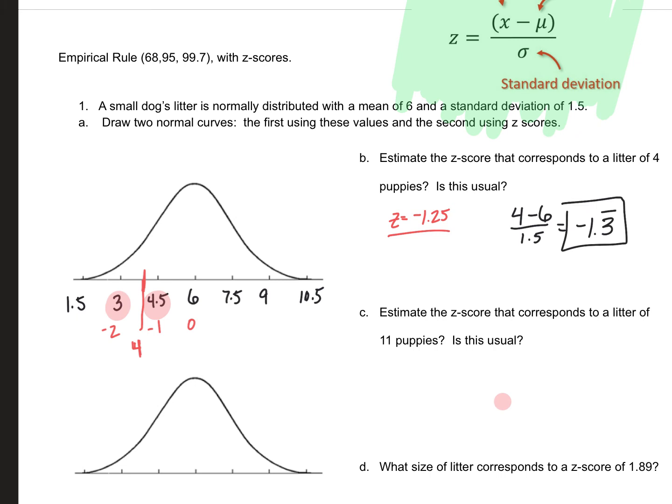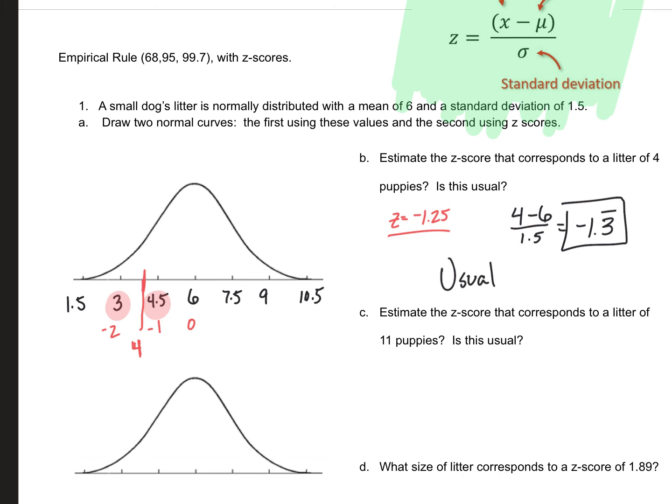Now, the next question, is this usual? Well, the way we can tell if something is usual is if it falls within the first 2 deviations. So if the number falls between -2 and +2, the z-score that is, when it falls between -2 and +2, this is a usual situation. When we get outside of the second deviation, now we're getting into unusual situations. And if we ever get past the third, we are into an unlikely situation.